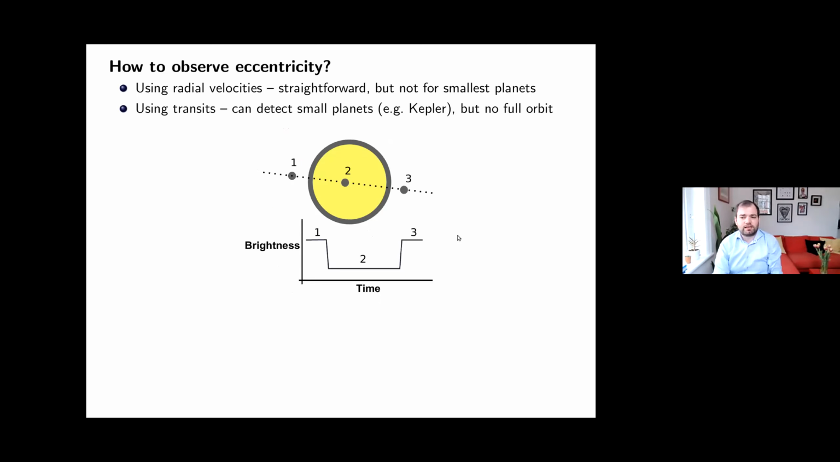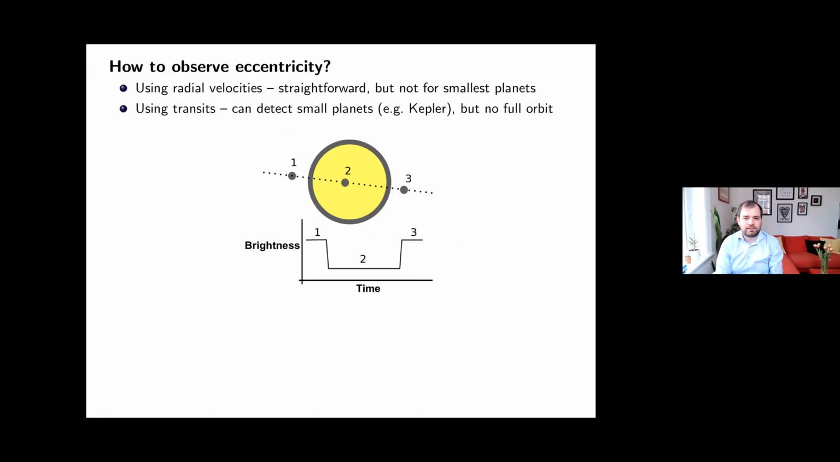And the reason for that is that this is how a transit looks like. So you measure the brightness of a star over time. You see that drop in brightness as a planet crosses in front, and then you return to the full 100% brightness after. So this works very well, and we can do this to great precision with space instruments, and that means we can find even very small planets. But you're losing that orbital information.